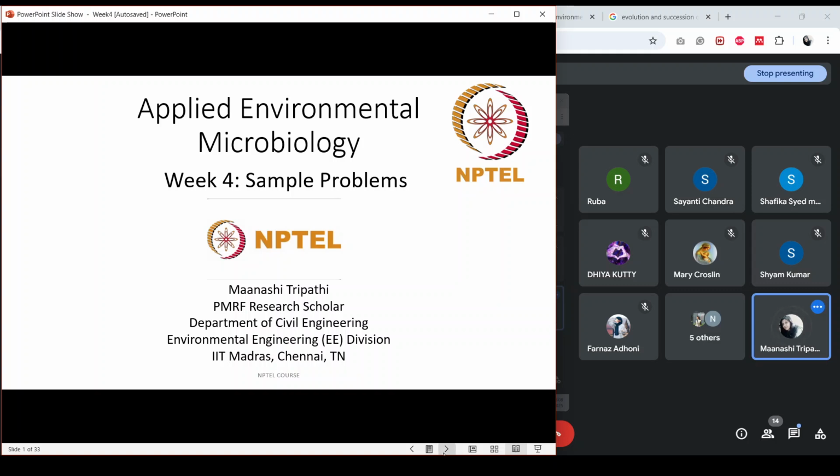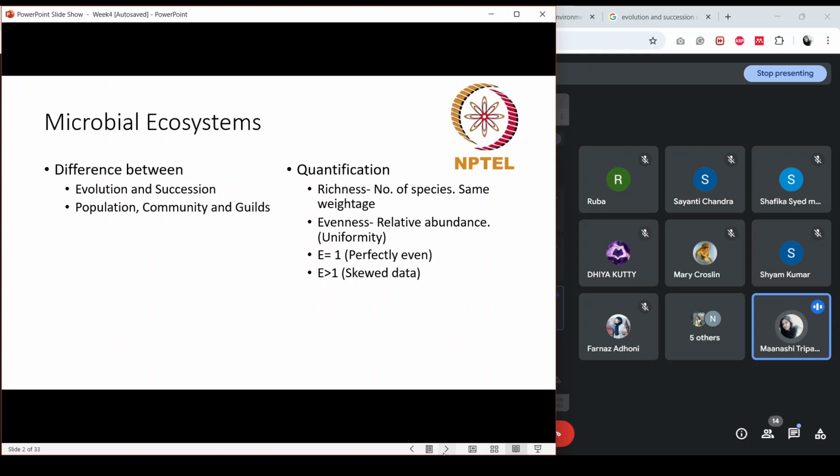This week 4 was about the microbial ecosystem. We learned the difference between evolution, succession, then population, community, and guilds. Apart from that, we studied quantification. Here we studied richness, evenness, and other things. Also, you learnt about various indices, like the Shannon index and others.